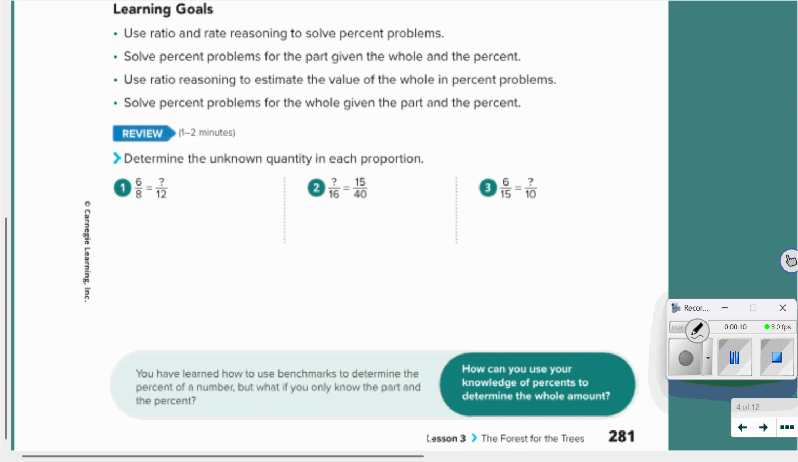Our number one on our bell ringer, we are finding equivalent fractions. So they give you part of it, and they want you to find the missing quantity that goes in the blank. Here is a hint for time's sake. If the number in the fraction cannot go to the other number evenly, what should you do? Say that louder. You should simplify your fraction. So I'm giving you about 2 minutes to do this, and then we will go from there.